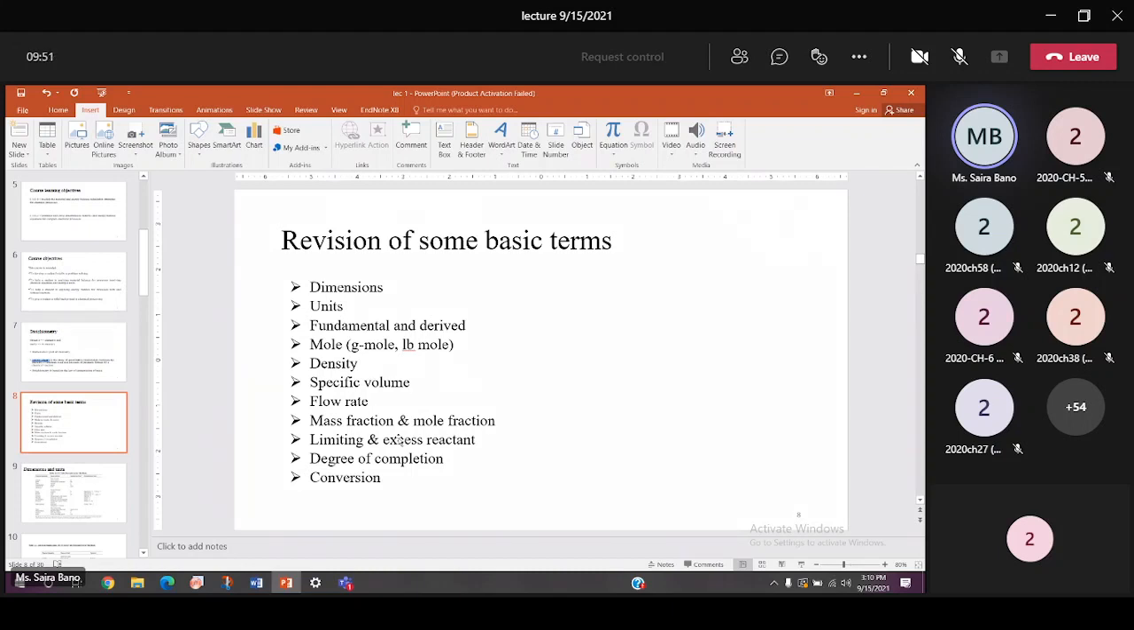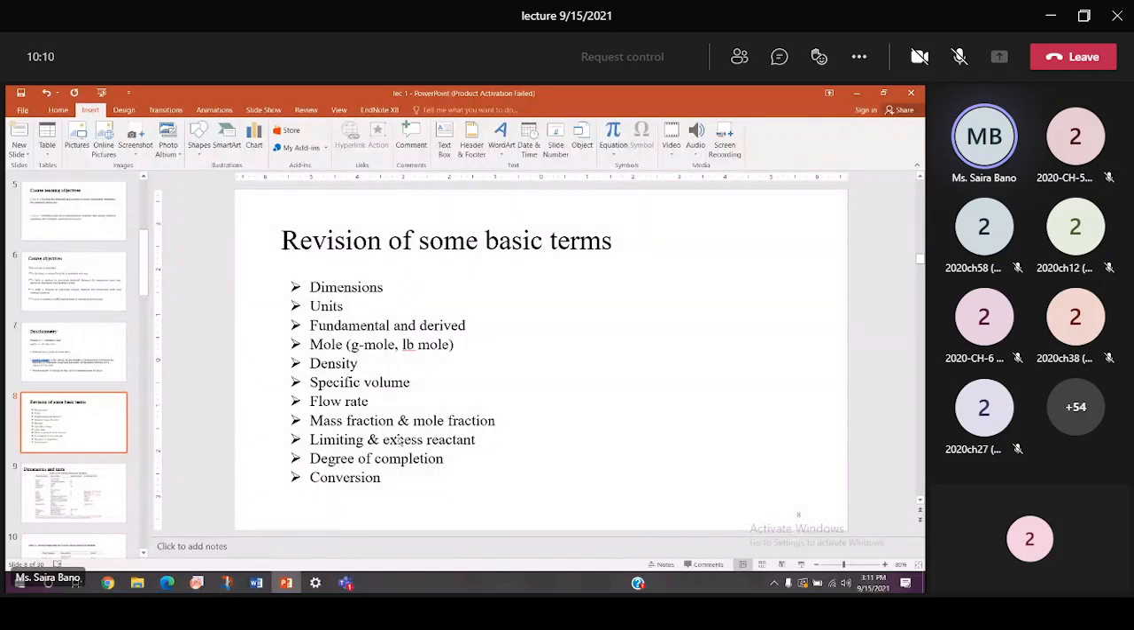So next will be mass fraction and mole fraction. Whenever we are talking about two or more components, then this will be a mixture or some compound. Then there will be terms of mass fraction and mole fraction, whatever the contribution of every component it has.